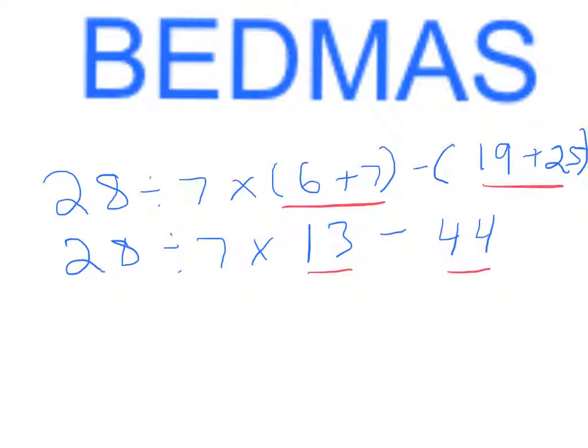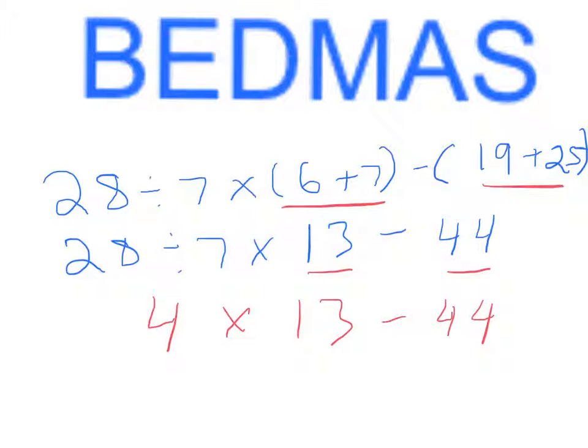So then I have to see, what do I do next? So I've got brackets, exponents, division. There's division right there. So 28 divided by 7 is my next step. So I'll do that. 28 divided by 7, of course, is 4 times 13 minus 44. Again, what do I do next in my order of operations? Looks like I'm going to do the multiplication next. So I've got 4 times 13.